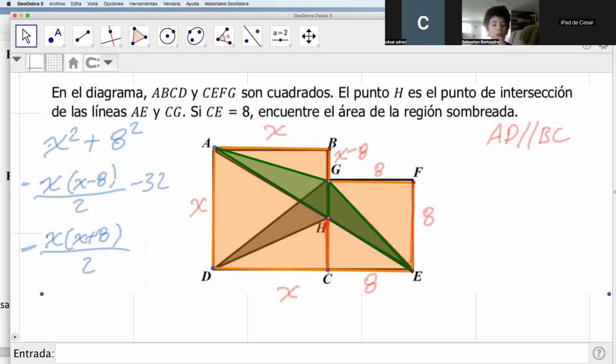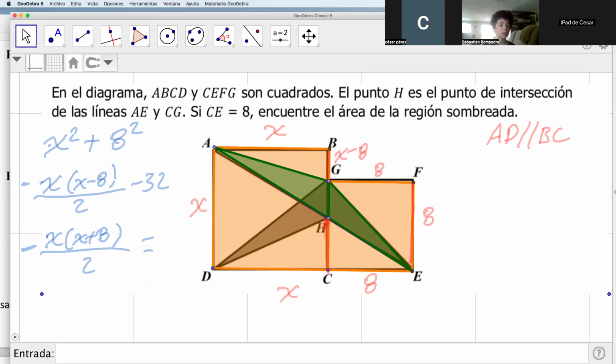X squared minus x plus 8 squared minus 32. Okay, again, please. I need to write that. X squared minus x plus 8 squared minus 32. I get lost. Okay, let's try again.